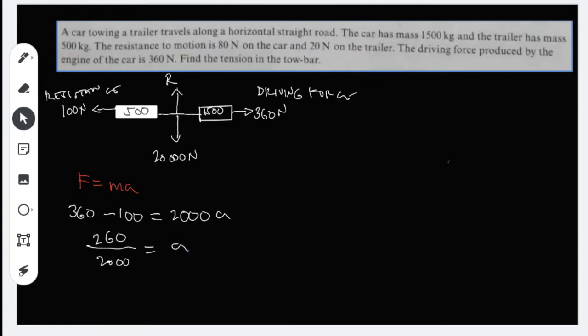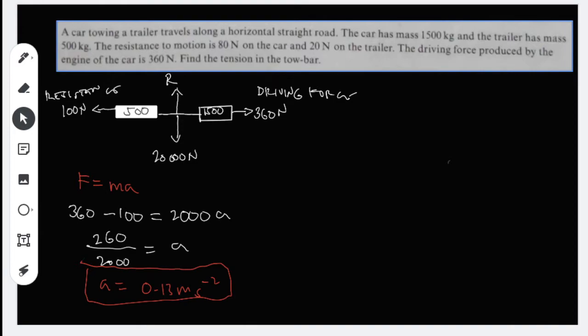Therefore, our acceleration will be equal to 0.13 meter per second squared. That is our acceleration. Next, we are asked to find the tension in the tow bar.